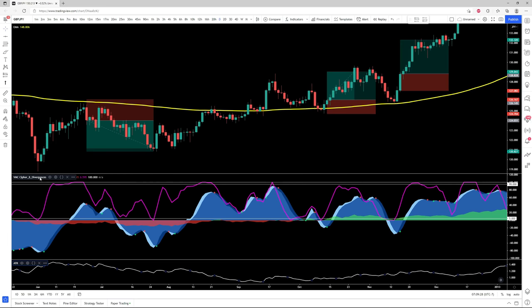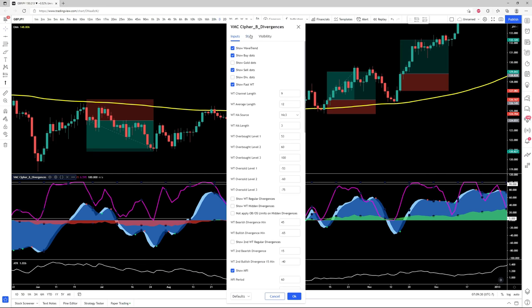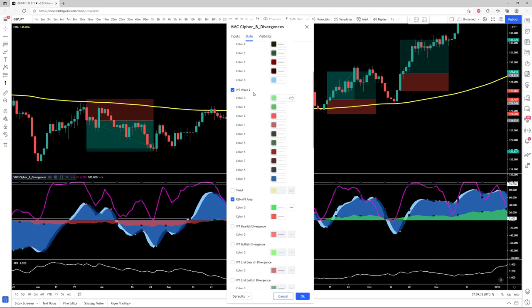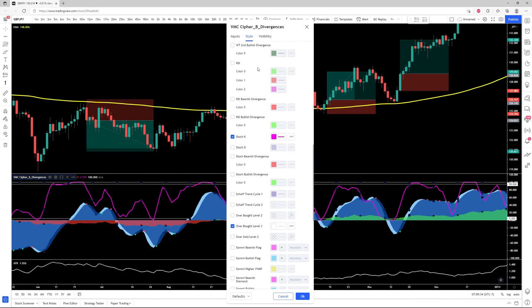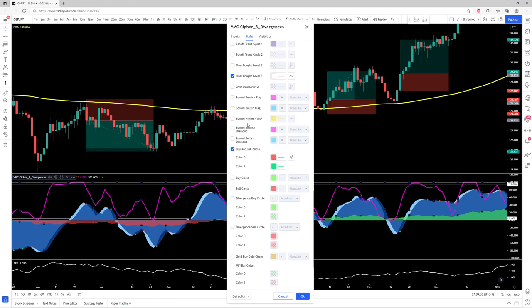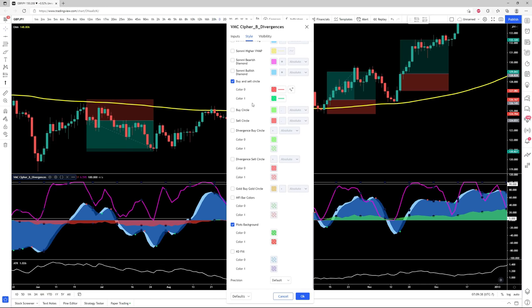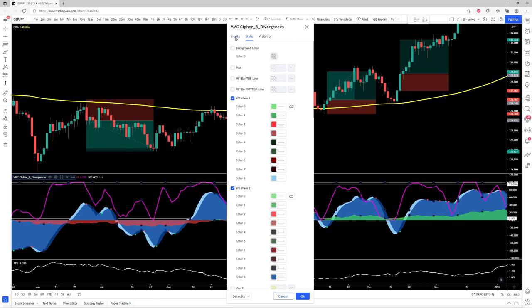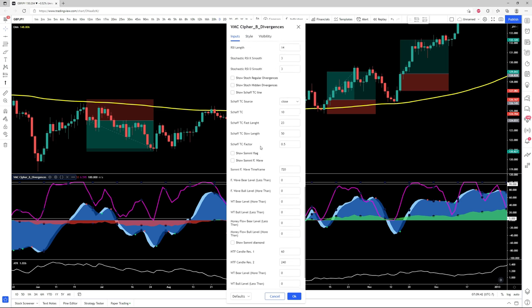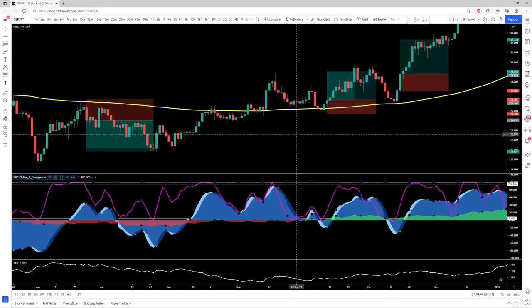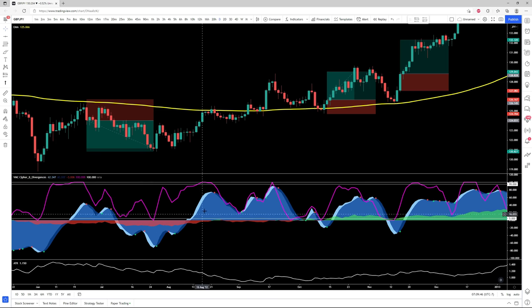I've gotten rid of quite a few things in the settings that aren't being used. So you can see that I just have the blue waves. I have the stochastic K, overbought level 3, buy and sell circles, plots background. So do what you need with it. You don't necessarily need to make it look just like mine, but I'm only going to be using these parts of it, so I got rid of the stuff I'm not using.